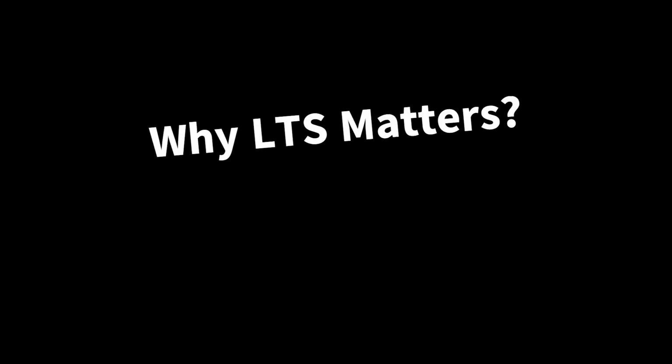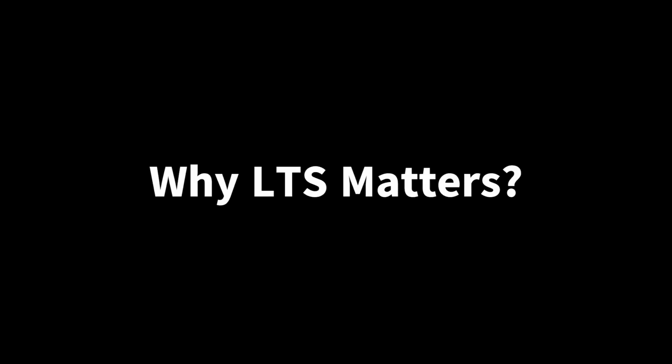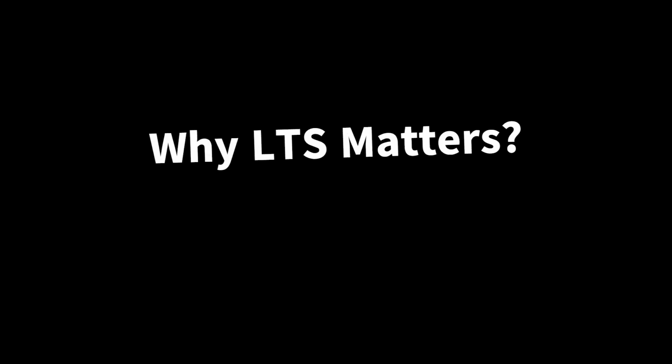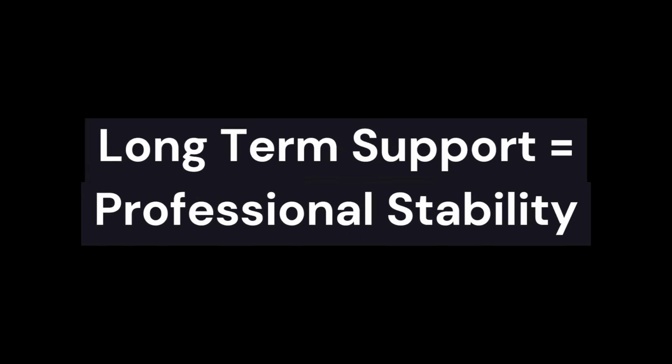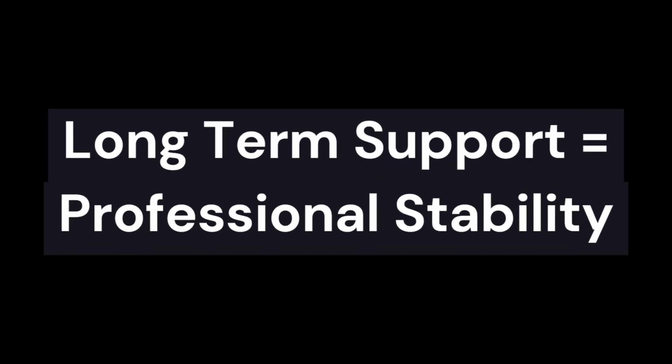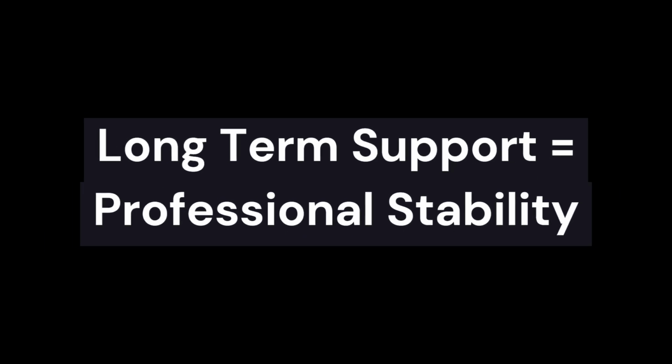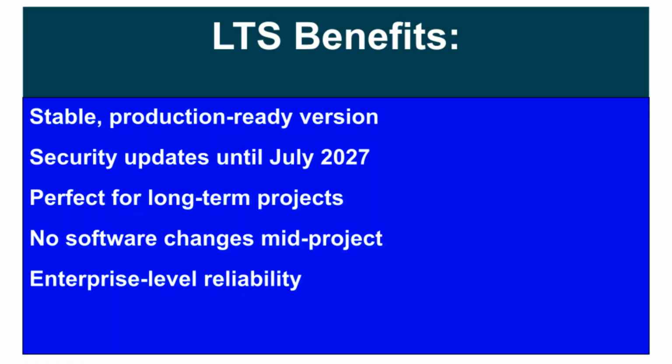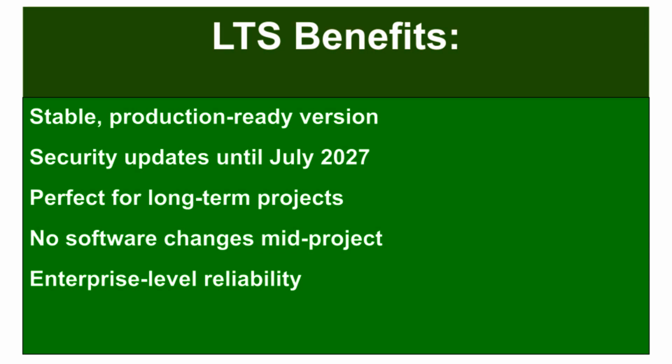Now, here's something crucial to understand. Blender 4.5 is an LTS release that stands for long term support. This means it's not just another update, it's a stable, production ready version that will receive security updates and bug fixes until July 2027. Why does this matter? Well, if you're a professional, a studio, or someone working on long term projects, you need stability. You can't have your software changing every few months when you're working on a client project or a feature film. Blender 4.5 LTS gives you that kind of reliability.